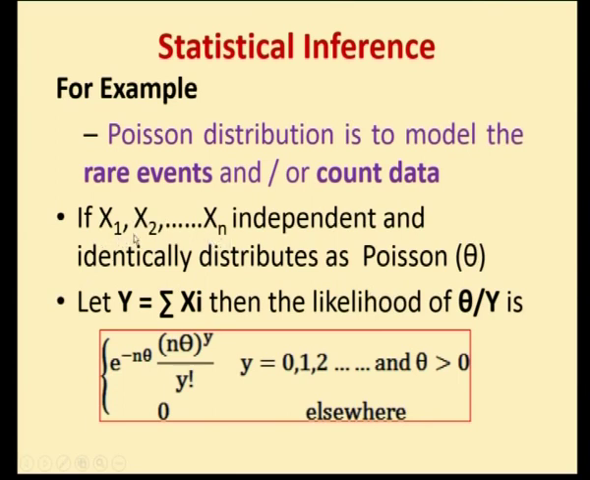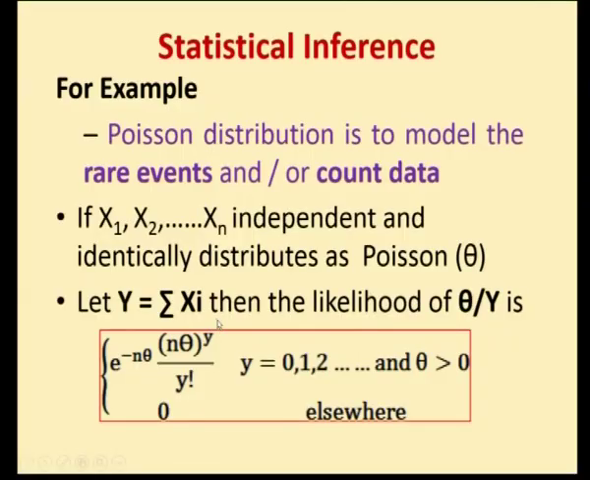Suppose I take n independent and identically distributed observations from a Poisson distribution. Then I will have one parameter of interest, theta, and I model y as the summation of x i. Then the likelihood of theta given y will become this formula. There is a new word we coin here: the likelihood of the parameter when the data has been observed. That means we have already collected these x 1, x 2, etcetera.